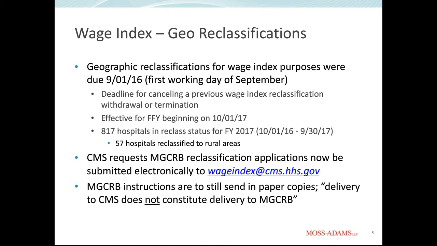A bit of a change in the process, and this was in the final rule, is how these reclassifications are to be handled. In the past, you would send packets of information to CMS and to the MGCRB. Going forward, they changed that process a little bit. I guess CMS didn't want to receive all kinds of paper, so CMS now requests that you submit your reclassifications electronically through the website or the web address that's on the screen. The MGCRB still requires paper copies to be sent.